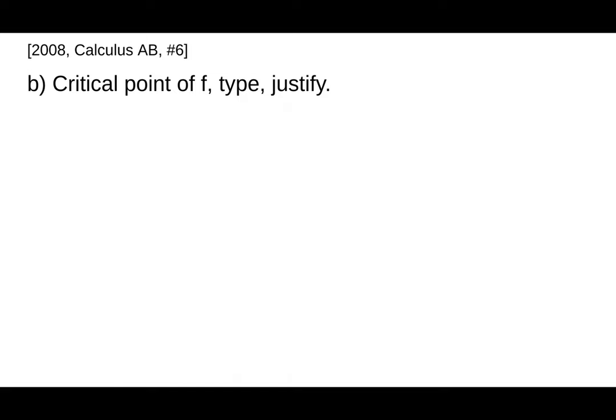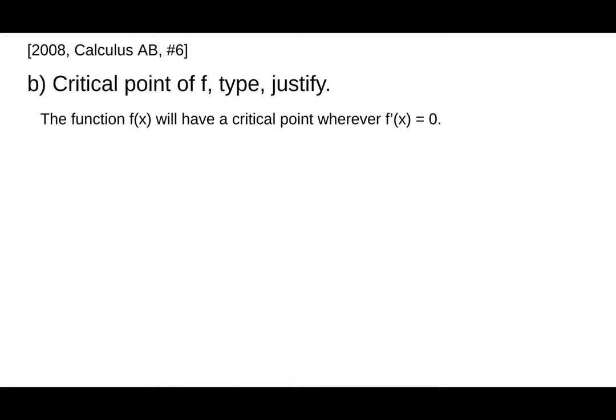Part B, we are asked to find the critical point of f, determine its type, and to justify our conclusions. So f will have a critical point wherever f prime of x is equal to 0. F prime of x is 1 minus the natural log of x over x squared. If we want that to equal 0, that would require the natural log of x to equal 1, which would mean that x is equal to e.